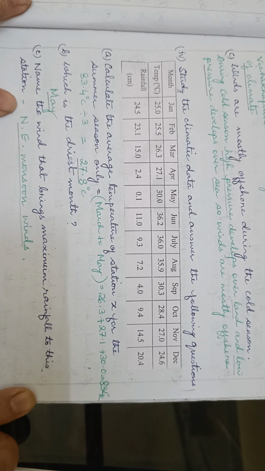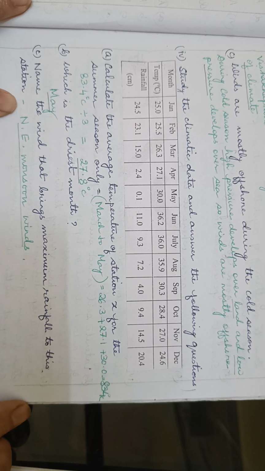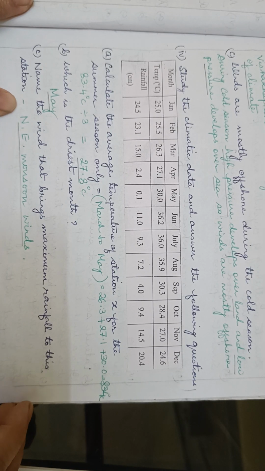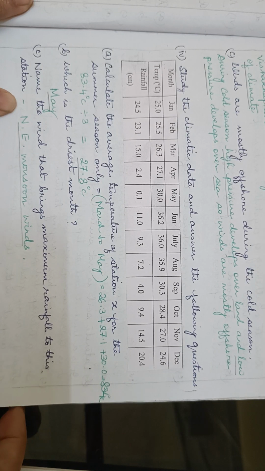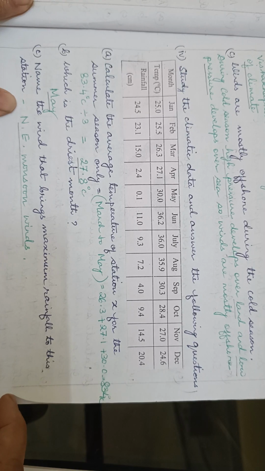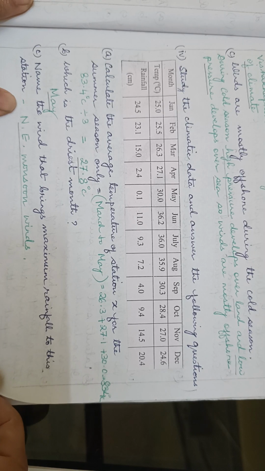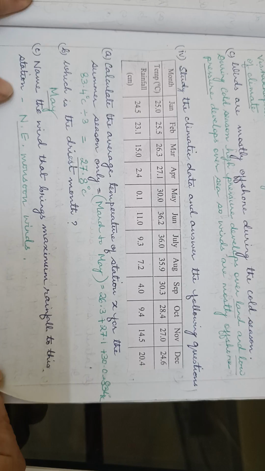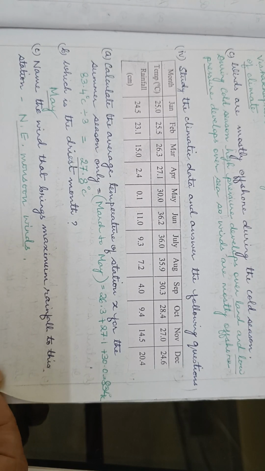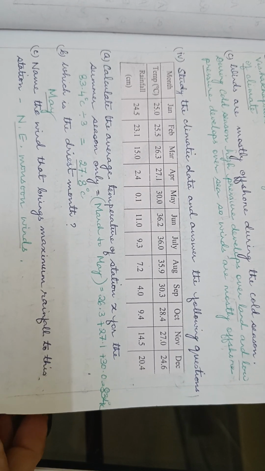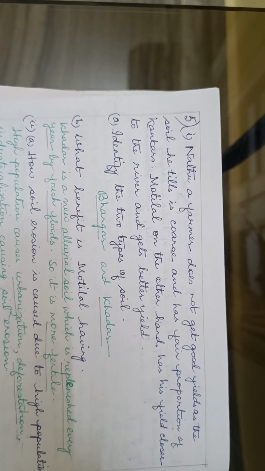And the wind that brings maximum rainfall to this station is the northeast monsoon winds. We came to know that it is the northeast monsoon wind because it gets maximum rainfall in November, December, January, February, and the range of temperature is also not much. So, northeast monsoon winds.